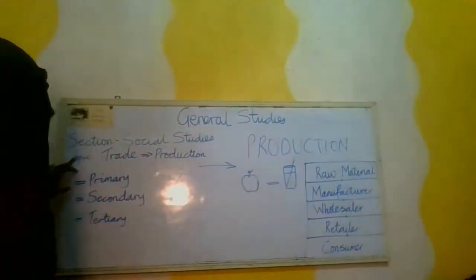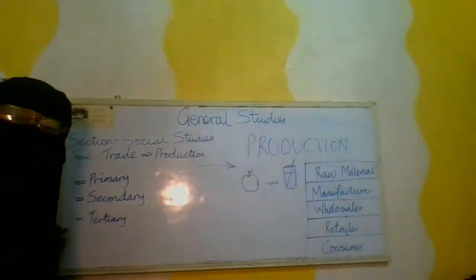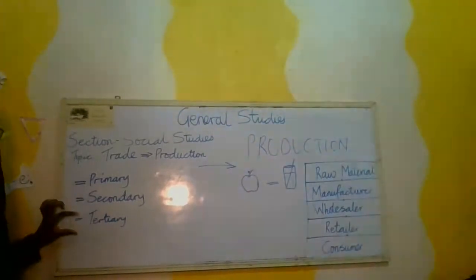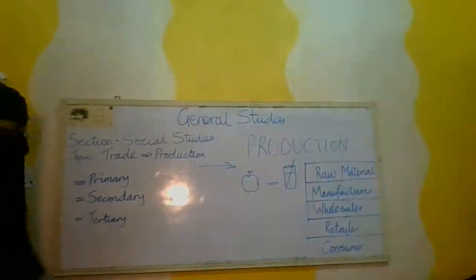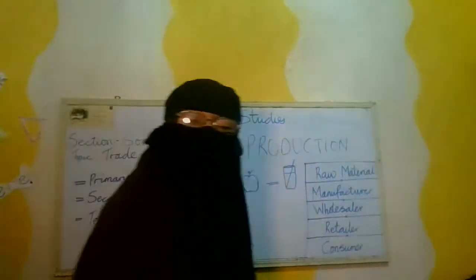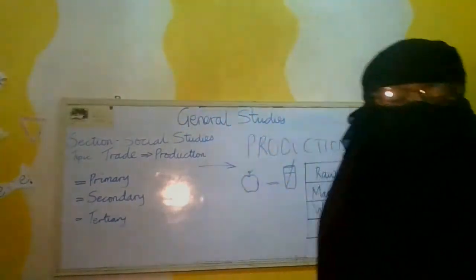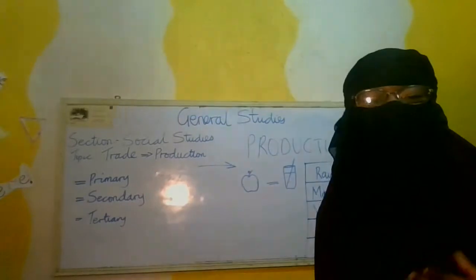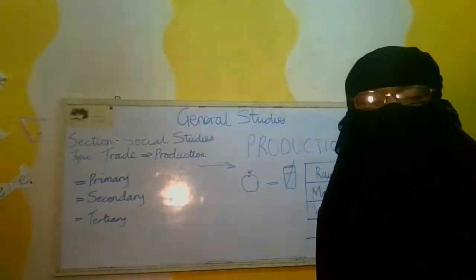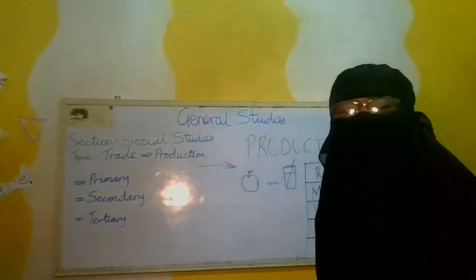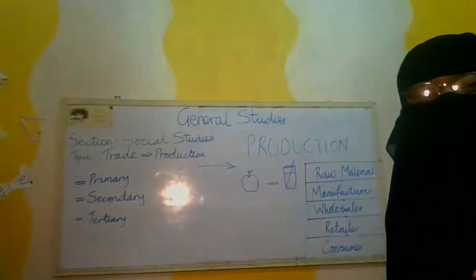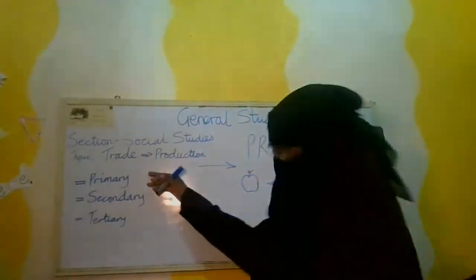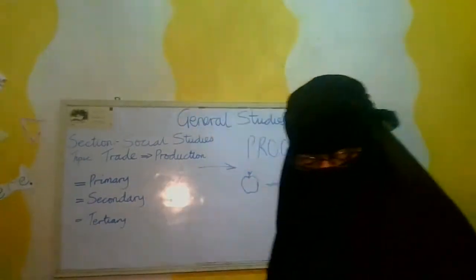We have different parts of production. We have the primary, secondary, and tertiary. Let's say together: primary, secondary, tertiary. What is the primary part of production? That is when the raw materials are being extracted from source. So these raw materials such as plants or animals or even natural resources, when they are being extracted from the source, from the natural home, that is what, the primary production.